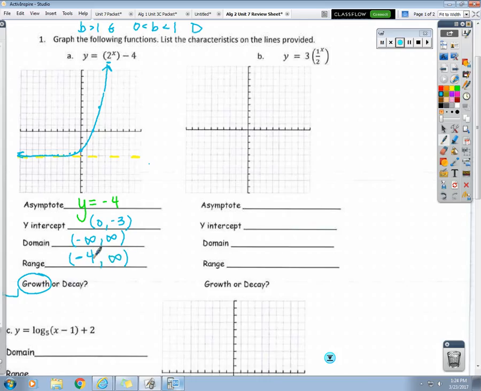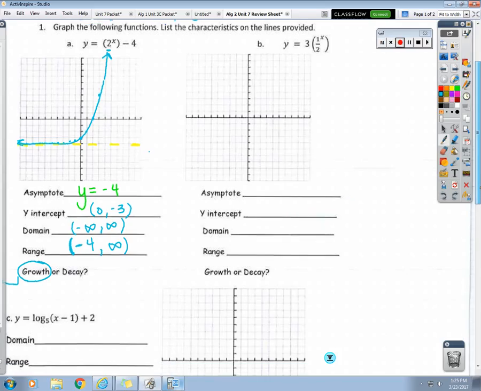Now, even though negative 4 is a number, and we're kind of used to putting a bracket on a number, a bracket means that it includes it. Negative 4 is an asymptote, and it never actually touches it or crosses over it, so that's why we use parentheses. Okay, now I'm going to add something to this review because after I looked at tomorrow's test, there's something that's not covered in end behavior.